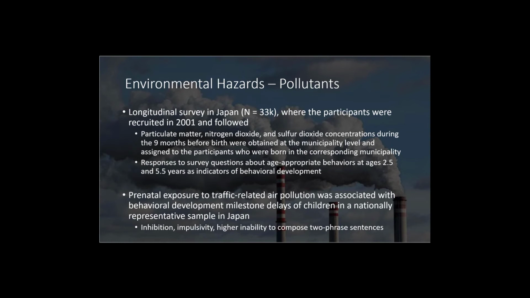And they found that prenatal exposure to traffic-related air pollution was associated with behavioral problems and milestone delays in children. So the more pollution, the more impulsive, and the lower their inhibition. So we have a positive correlation and a negative correlation. So again, these pollution, these environmental factors, impact development. And it would be historically based, right? Because these forms of pollution, these specific pollutants, would not exist prior to the Industrial Revolution. So again, historical periods matter.